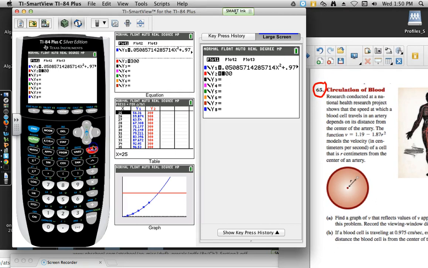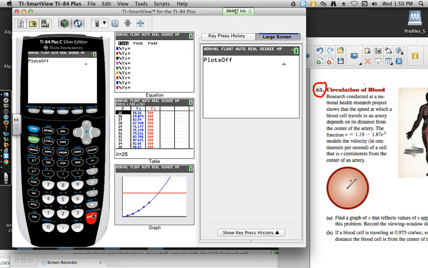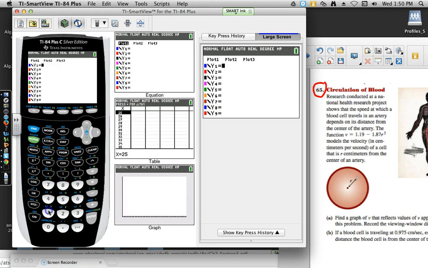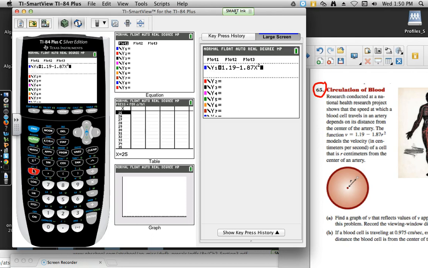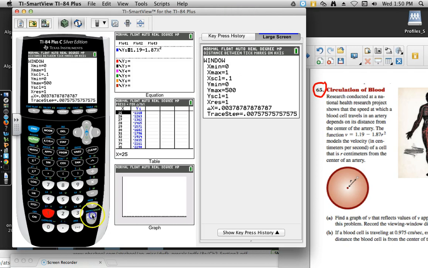Clear this out. And turn off my stat plots. And put this little bugger into y equals. So let's see, 1.19 minus 1.87 x squared. There it goes. Didn't want to do that for a second. Window. Arteries are small. 0 to 1 for the radius. And I'll maybe go by 0.1.